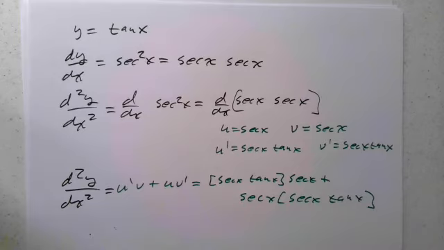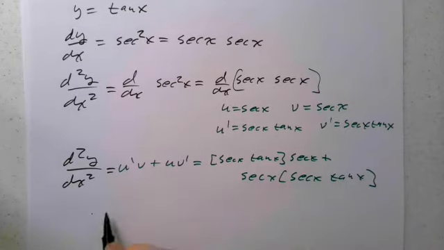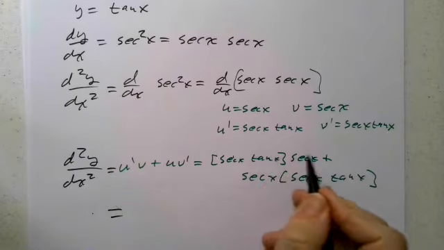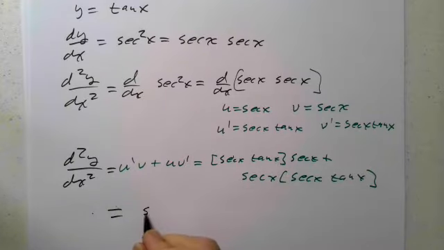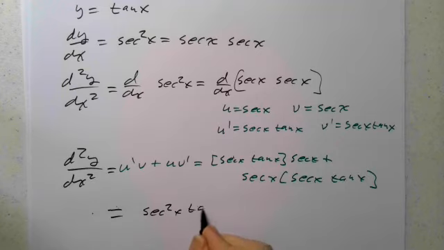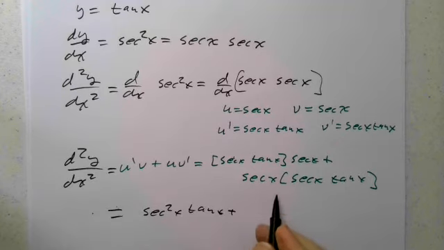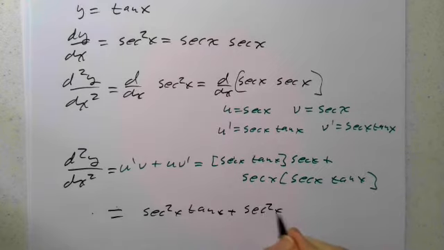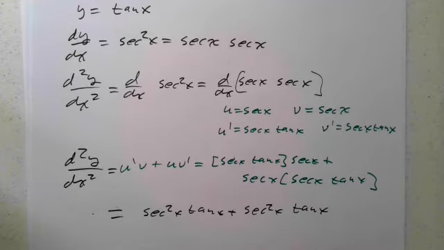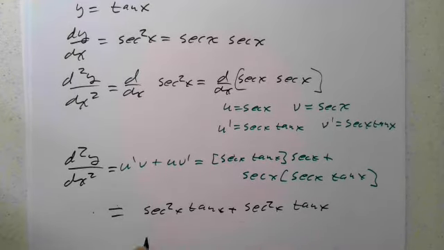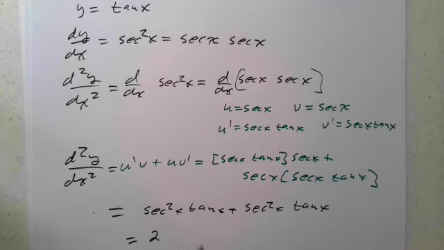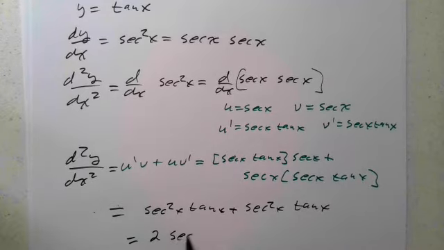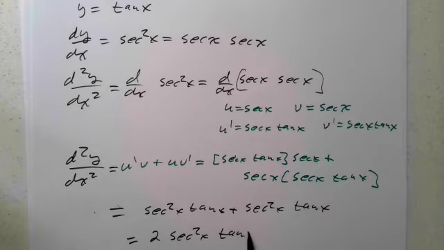So what does that become? Well, distributing, sec tan sec would be sec squared times tangent x. Plus, what do we have here? Sec x times sec x tan x would be sec squared times tangent x. So if we add those together, sec squared tangent plus sec squared tangent would be 2 times sec squared tangent. So that's one way for us to do it.